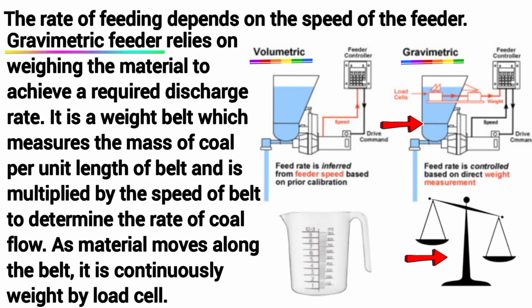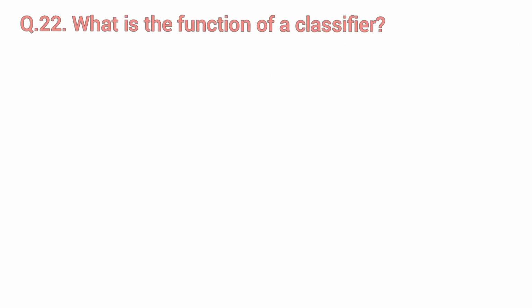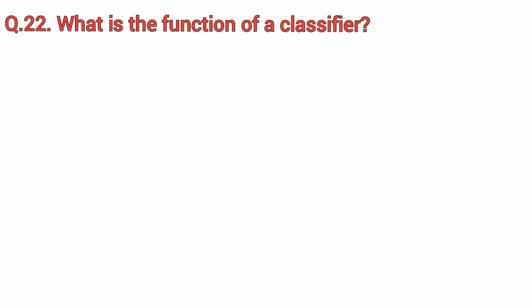A gravimetric feeder relies on weighing the material to achieve a required discharge rate. It is a weight belt which measures the mass of coal per unit length of belt, which is multiplied by the speed of the belt to determine the rate of coal flow. As material moves along the belt, it is continuously weighed by a load cell. What is the function of a classifier?